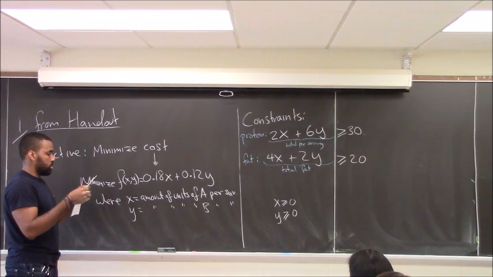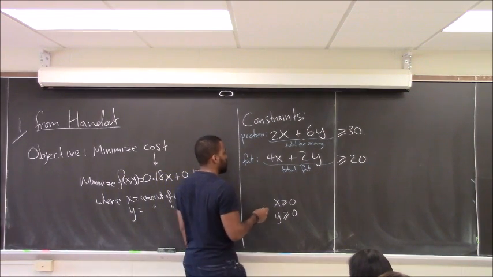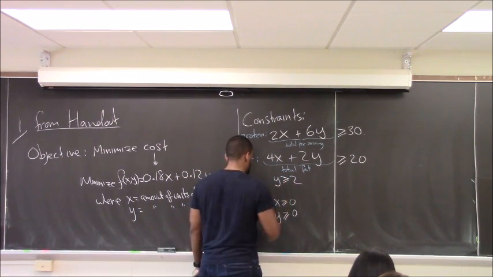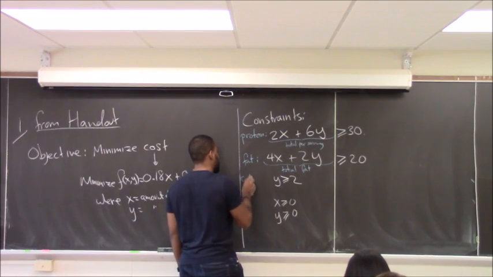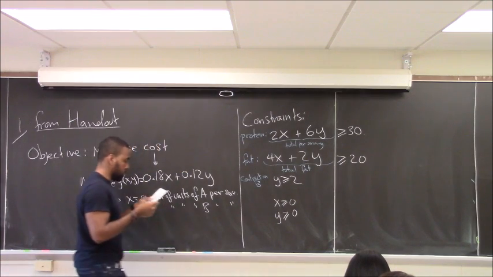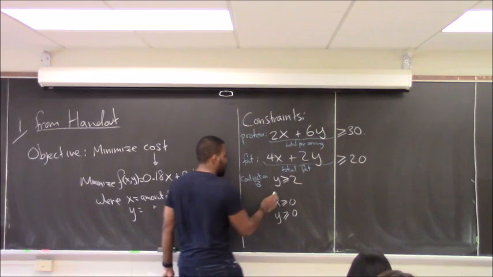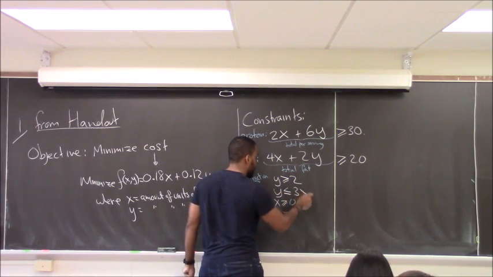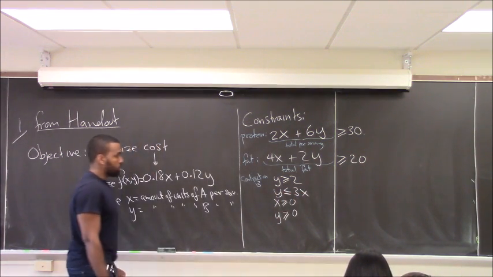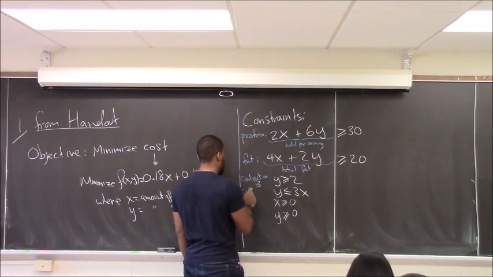Other restrictions. Food B is bought under contract requiring at least 2 units of B per serving. What does that tell me? The y must be greater than or equal to 2, and that's by contract on B. Any other restrictions? Y is less than or equal to 3x. So y must be less than or equal to 3x. You cannot give more than 3 times x for y, and so that is the contract on A.